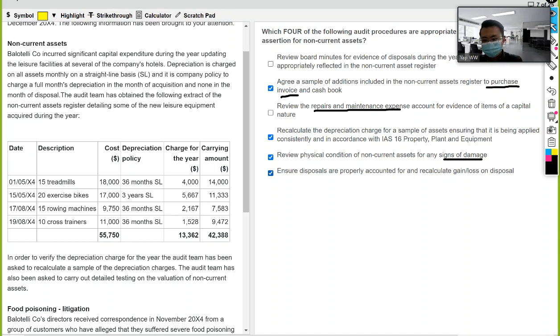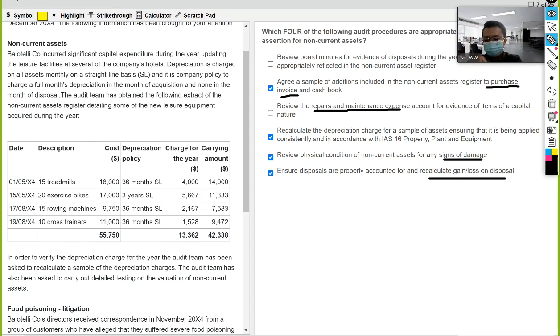I truly believe that recalculate gain or loss on disposal has nothing much to do with the valuation. Yes, you can somehow link this to valuation if you say more specifically that with this gain or loss on disposal, you are not calculating for accuracy. You calculate the gain or loss on disposal and evaluate it. From there, you see whether the valuation is correct or not. Now, what does it mean? Let's say I dispose of an asset and I show a very good gain.